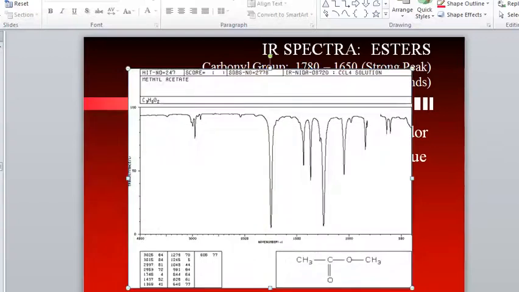This is methyl acetate, and methyl acetate is the smell of Elmer's glue. There's my 1700 peak. It's present. Well, I don't see the aldehyde double bunny ears. I don't see the carboxylic acid dip that comes down and comes back up. So then I look at my 1300 to 1000. So here's 1000 right there.